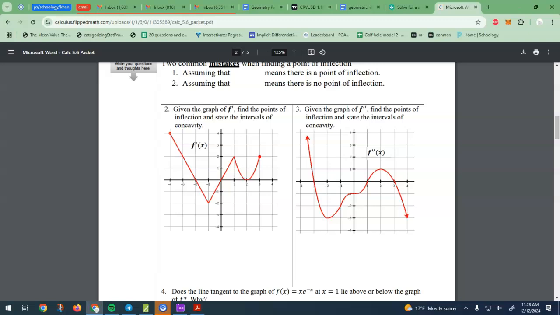It should be 3 points of inflection. Two are positive.